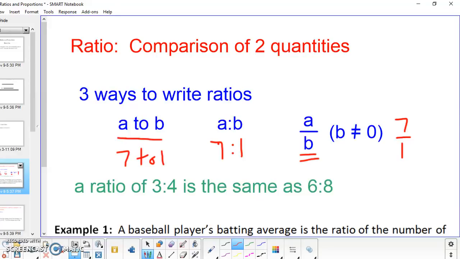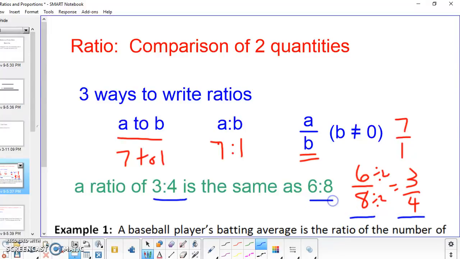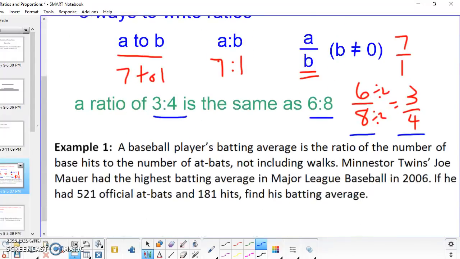A ratio of 3 to 4 is the same as 6 to 8. If you had the fraction 6 over 8, which is just a ratio of 6 parts out of 8 total parts, if you reduce that fraction by dividing the top and bottom by 2, then you're going to get 3 over 4. So just like the fractions, 6 over 8 and 3 over 4 are equivalent, so are the ratios of 6 over 8 and 3 over 4.